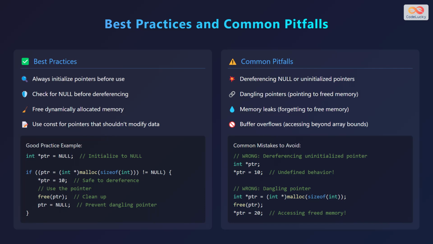Free dynamically allocated memory when you're done with it to prevent memory leaks. Use const for pointers that should not modify the data they point to. Let us look at the good practice example.